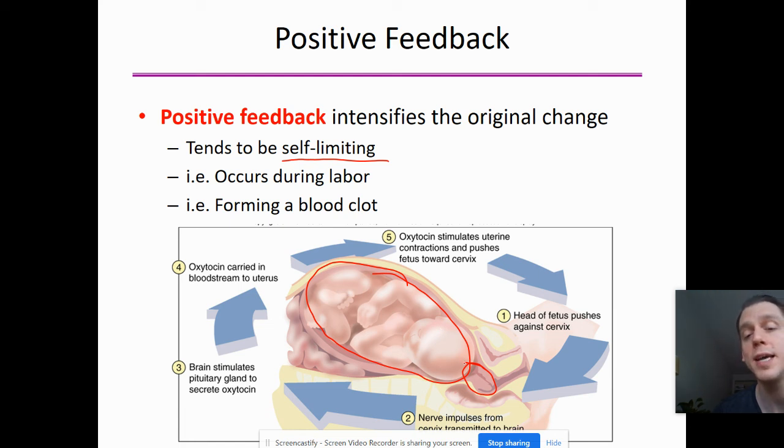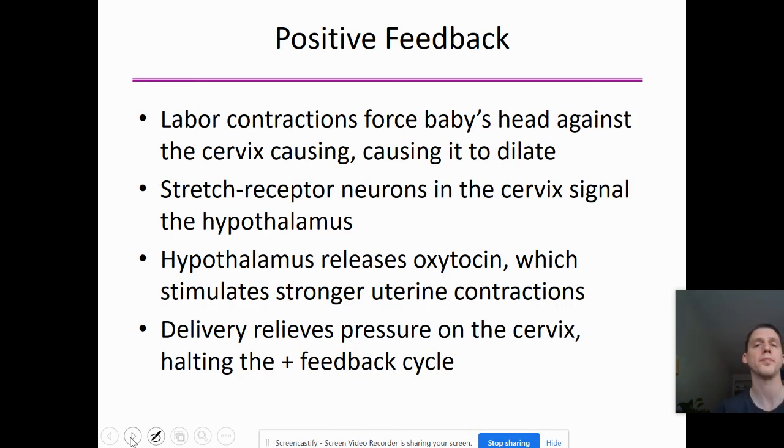So as the baby pushes against the cervix, it keeps sending a message to the brain, which keeps sending out more oxytocin. That more oxytocin is going to make more contractions. It's going to dilate the cervix even further, and eventually it will be enough to deliver the baby. So positive feedback, again, it's self-limiting. It doesn't go on forever. So here is that breakdown. Labor contractions force the baby's head against the cervix, causing it to dilate, telling the hypothalamus, which will release oxytocin, which will cause an even bigger response of contractions and cervix dilation.